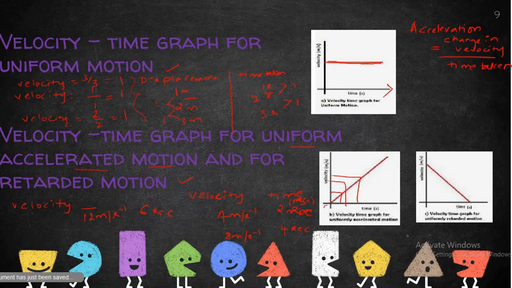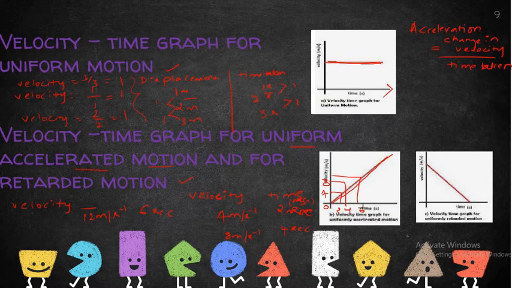At 0, both will be 0. Here I will take the scale as 2, 4 and 6. When you see a time of 2 seconds, you get a velocity of 4, and at a time of 4 seconds, you see a velocity of 8. That means it is constantly increasing in this order. So we are getting a linear graph for uniform accelerated motion. This is very important: for uniform accelerated motion, we get a linear graph in the velocity time graph.